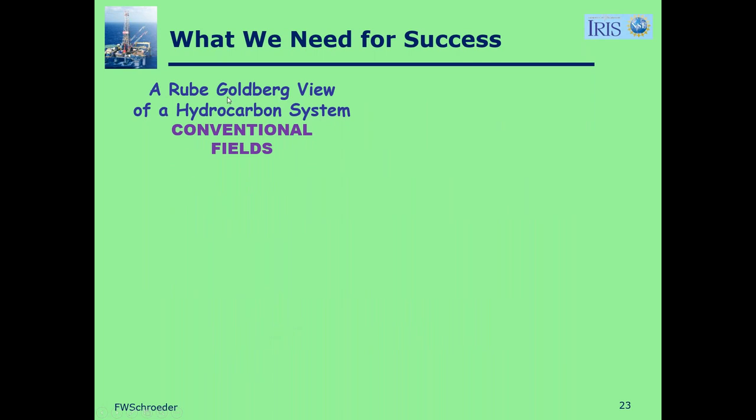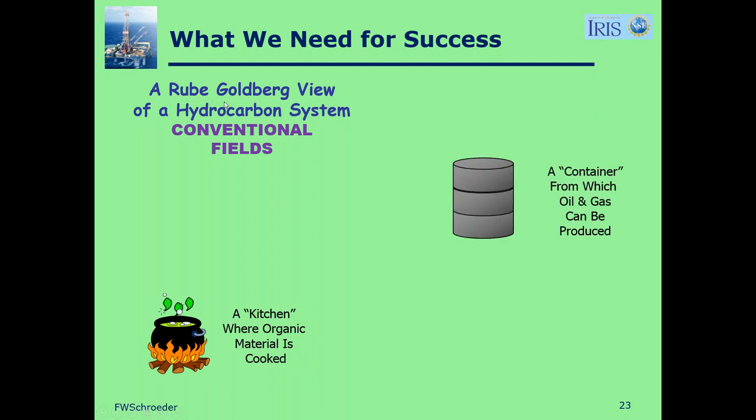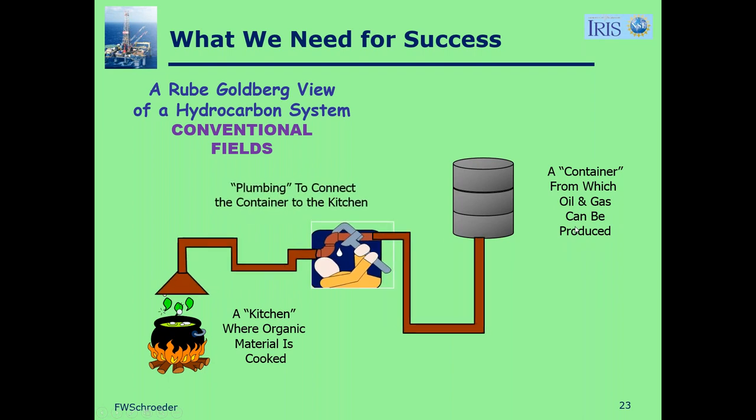Rube Goldberg was an illustrationist who lived back in the early 1900s. He used to make a very complicated apparatus that did a simple task. And so if Rube were alive, I'd say, Rube, what do you need? And he would say, Fred, the first thing you need is a kitchen, a place where organic material gets cooked. And then in the subsurface, you need a container, someplace where oil and gas can be taken out of the ground through pipes. Another way to say that, we can produce the fluids.